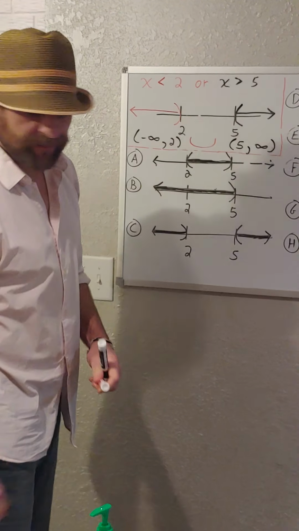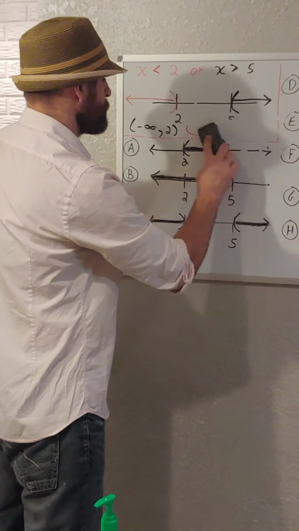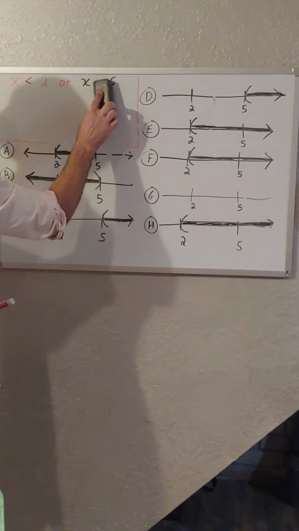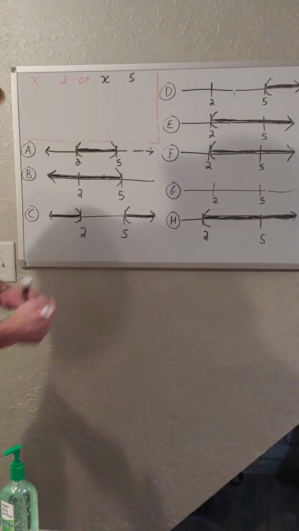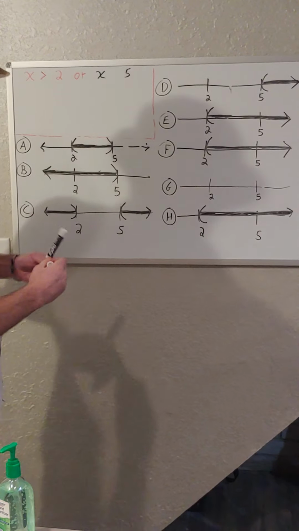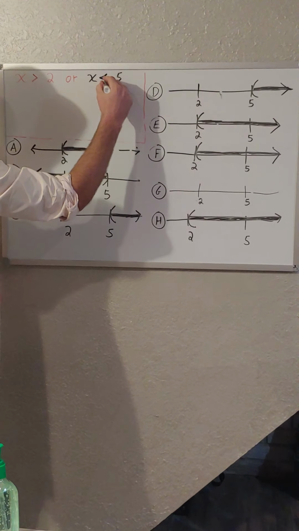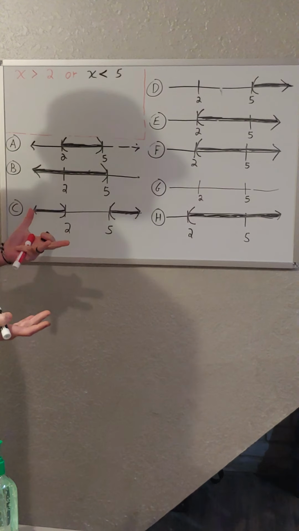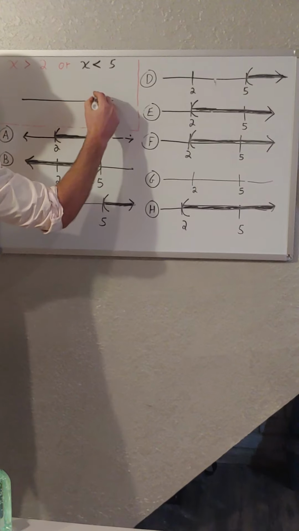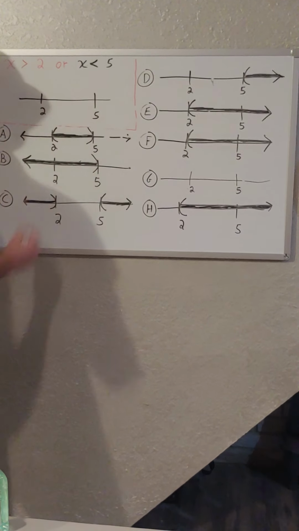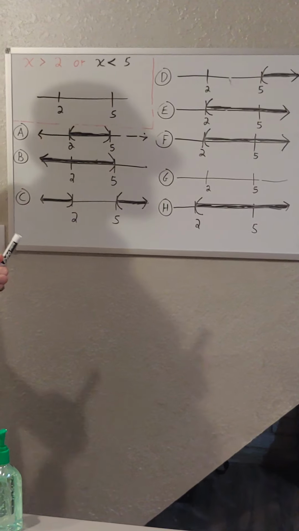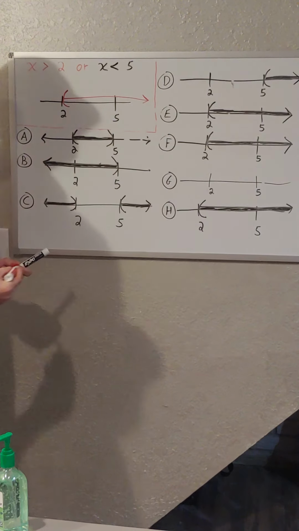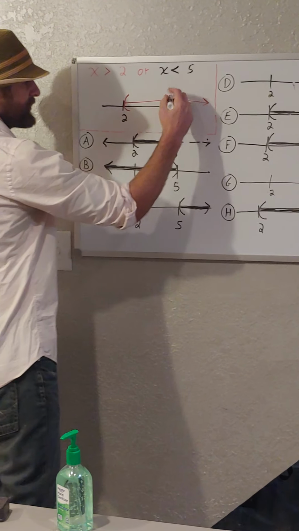Okay, one more example. Again, I'm encouraging you to push the pause button when I write these new problems down. So x is greater than 2. That's going to be this. X is less than 5. That's going to be this.